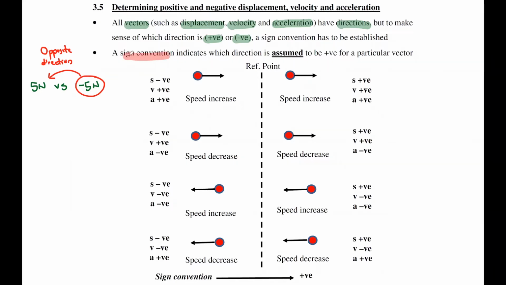This is where a sign convention comes in, which tells us which direction is assumed to be positive for a vector. If going towards the right is positive, then going towards the left is negative. If going upwards is positive, then going downwards is negative. If a clockwise rotation is positive, then an anti-clockwise rotation will be negative. In this lesson, we learn how to determine the positive and negative directions for displacement, velocity, and acceleration.